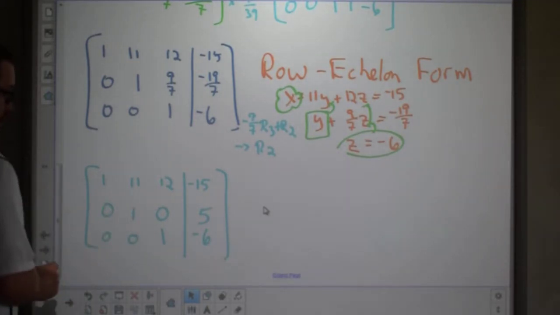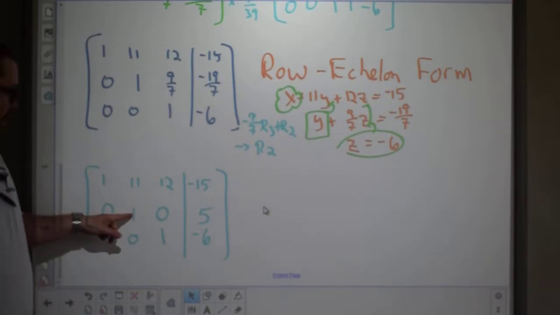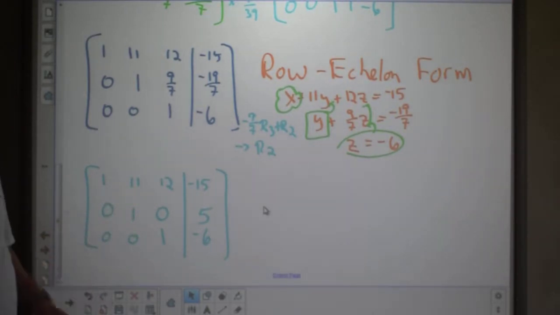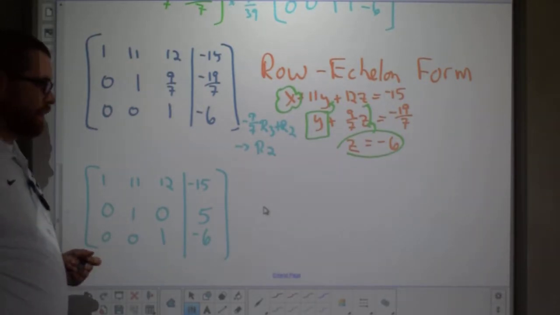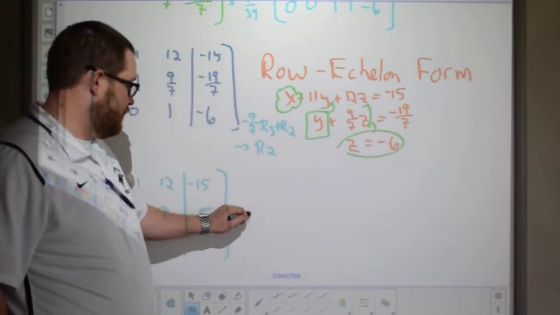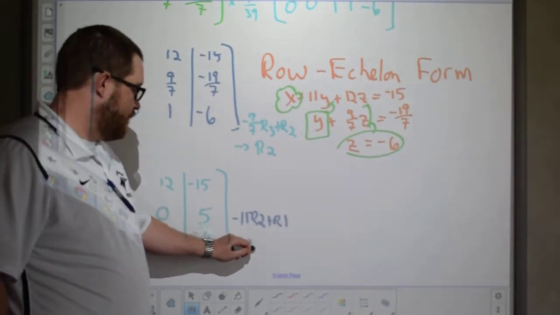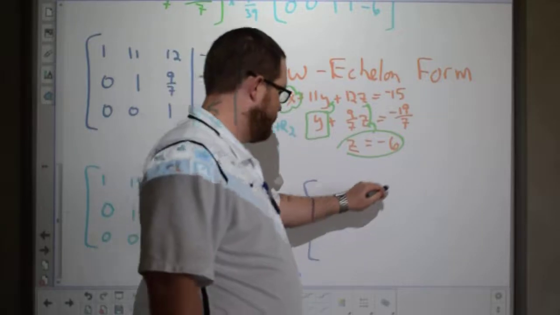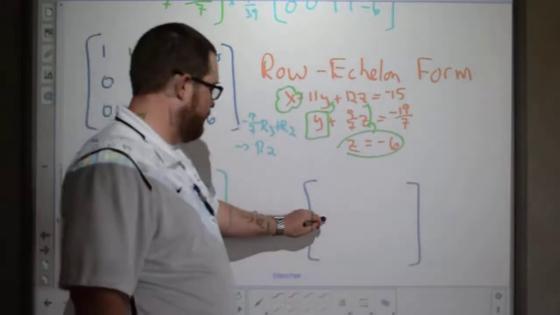I got a 0 here. Now I just need a 0 here and here. I'm going to use this to get rid of the 11 and this to get rid of the 12. So what could I multiply 1 by to make it cancel out the 11? I'm going to do negative 11 times row 2, plus row 1. I'm going to put that into row 1. Since row 2 and 3 aren't changing, row 1 is the only one that's changing, I'm going to leave these be.